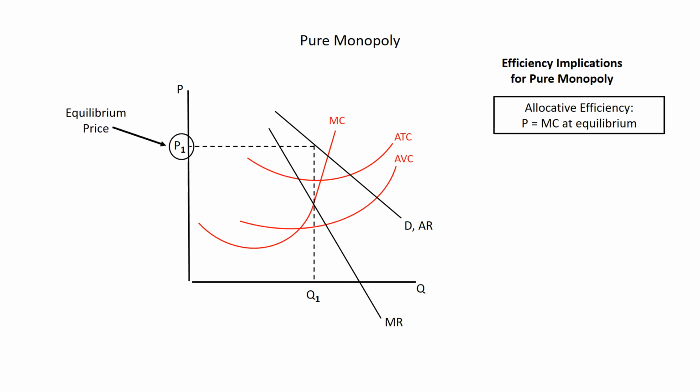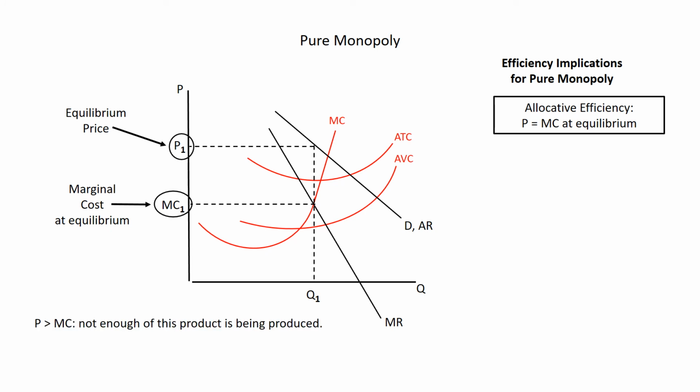Here is the equilibrium price at the profit-maximizing quantity. And here is marginal cost at equilibrium. For the pure monopoly, price exceeds marginal cost at equilibrium. Not enough of this product is being produced. Allocative efficiency is not being achieved.